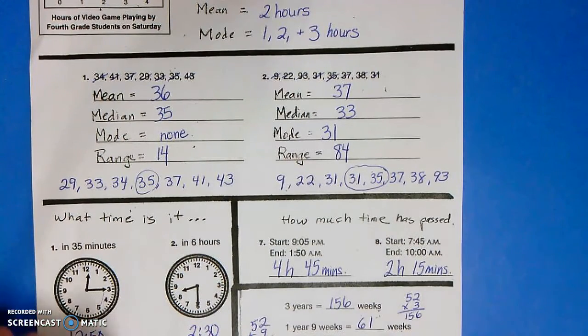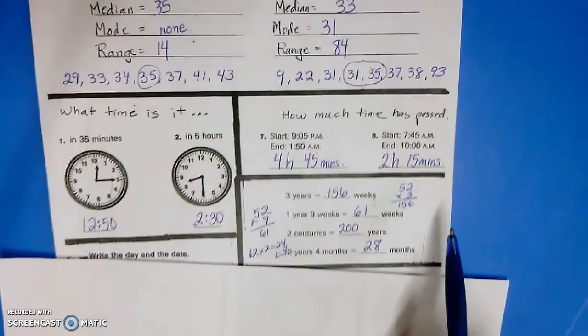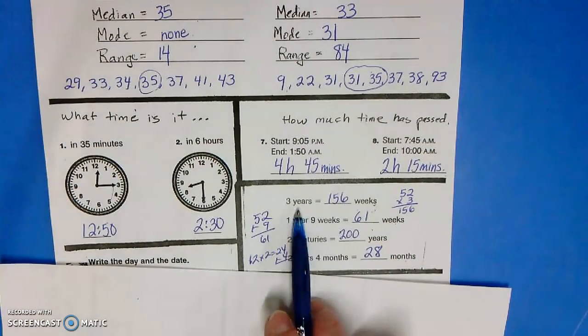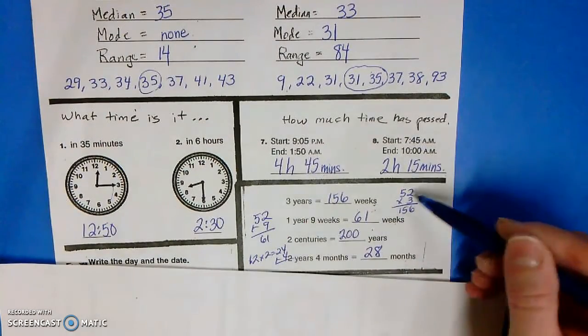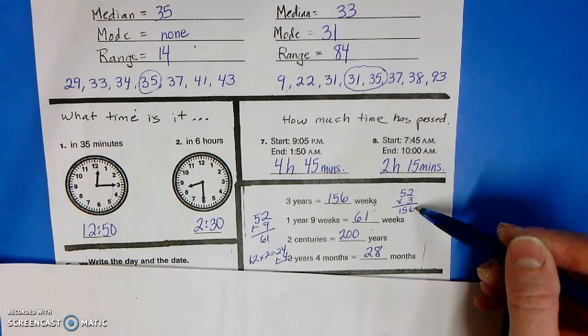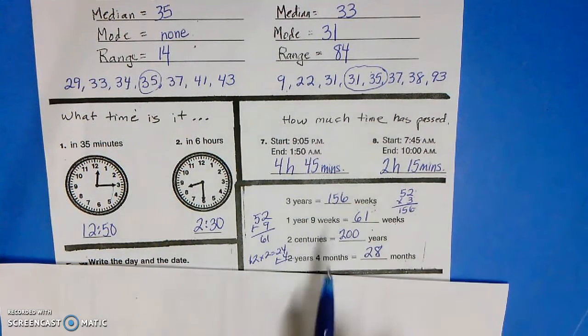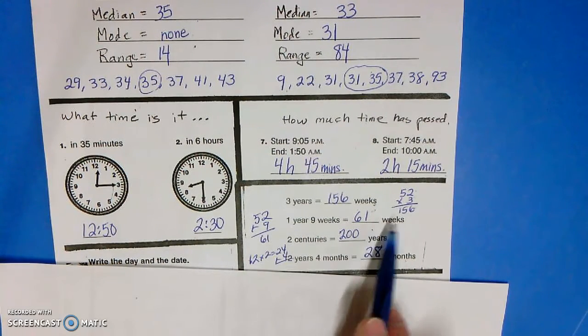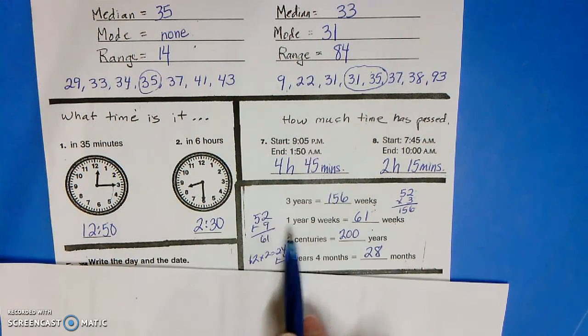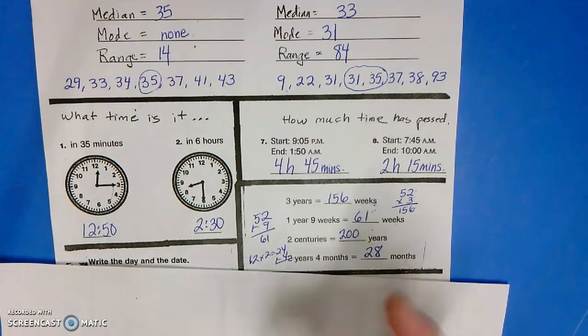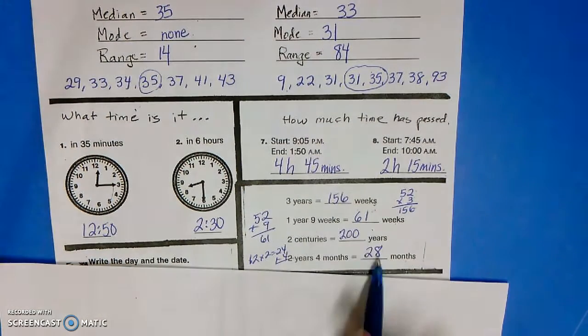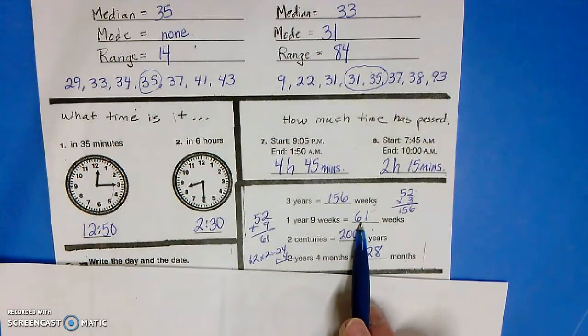In this other little section on time, we do need to remember some of the key numbers. So for example, 3 years, how many weeks? Well, there are 52 weeks in 1 year, so 52 times 3, there would be 156 weeks. What if I have a year and weeks turning into just weeks? Well, remember, there's 52 weeks in 1 year plus the 9 more, and that would equal 61 weeks.